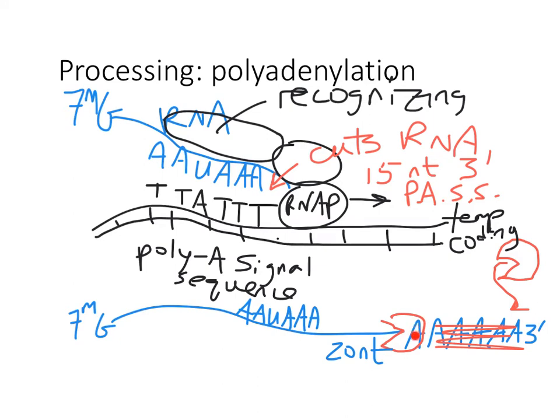Then the enzyme poly-A polymerase comes along and adds those A's to the 3' end. So poly-A polymerase, many A's, poly-A, that's its job. It's an RNA polymerase that just adds a bunch of A's. It doesn't use a template. It just sticks A's onto things.